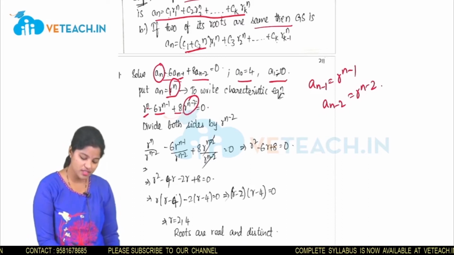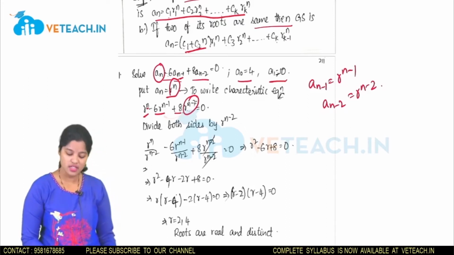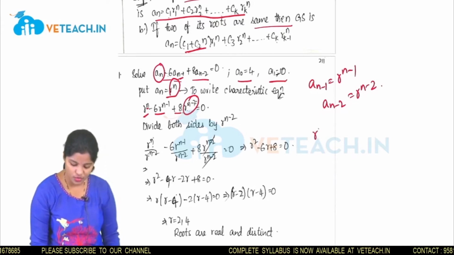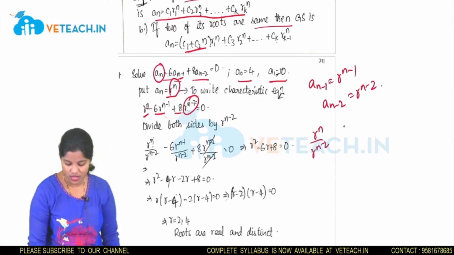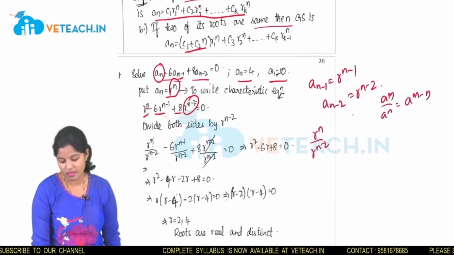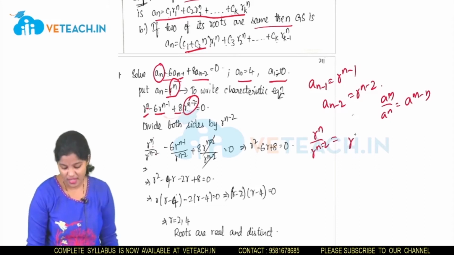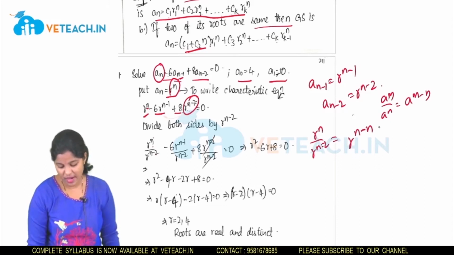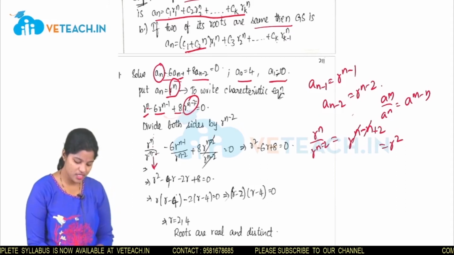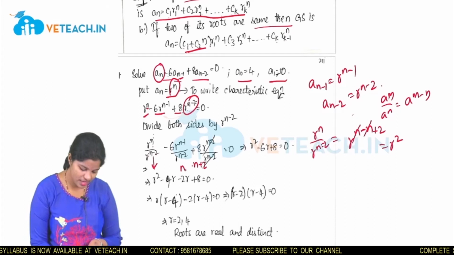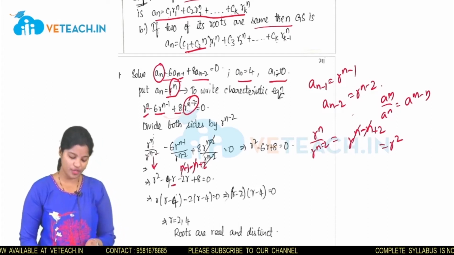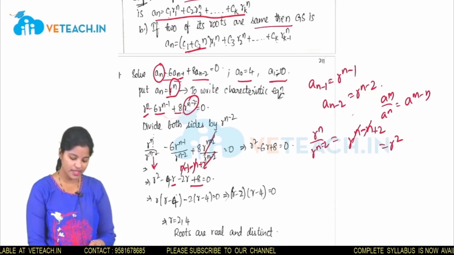r^n is the highest and r^(n-2) is the least here. So divide the whole equation. What will you get here? r^n by r^(n-2), and we know the formula a^m by a^n equals a^(m-n). So this is r^(n-(n-2)), which is r^2. Similarly, r^(n-1) by r^(n-2) gives r^1, that is r. So we get r^2 - 6r + 8, and the last term becomes 8 as both powers cancel.